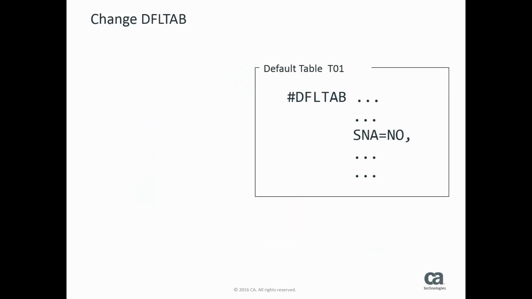To get this new parameter to become effective, you need to perform these two steps. First, add the parameter SNA=NO to the default table you are using. Then, assemble and link that table. Now, without having to restart the XCOM server, you can use that new table for transfers.